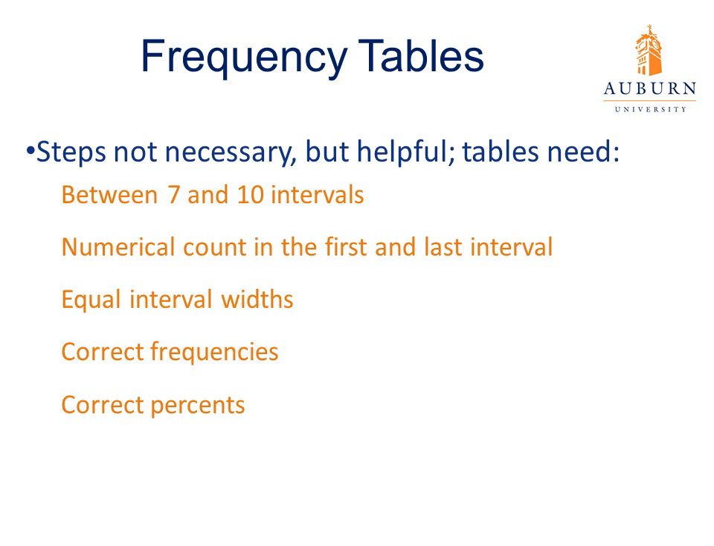So the very first one is that there should be between 7 and 10 intervals. So there shouldn't be less than 7, and there shouldn't be more than 10 intervals. So make sure you have between 7 and 10 intervals. There should also be a frequency count, a numerical count, in the first and the last interval. So remember, there shouldn't be a 0 for your frequency in the first or the last interval.